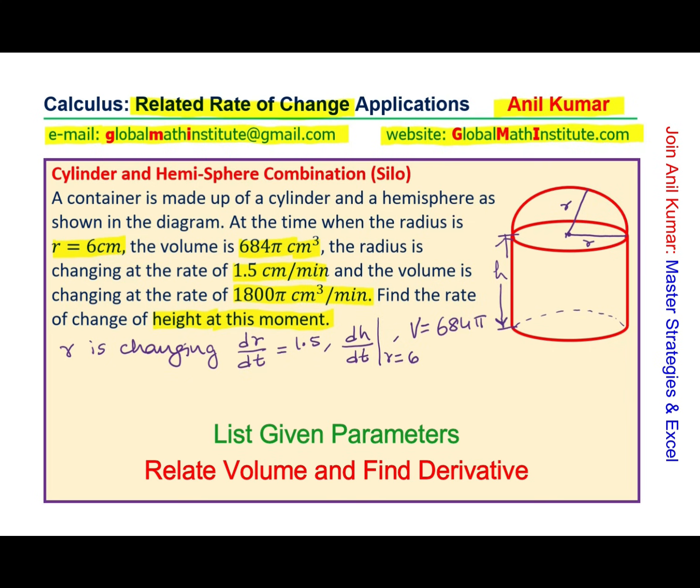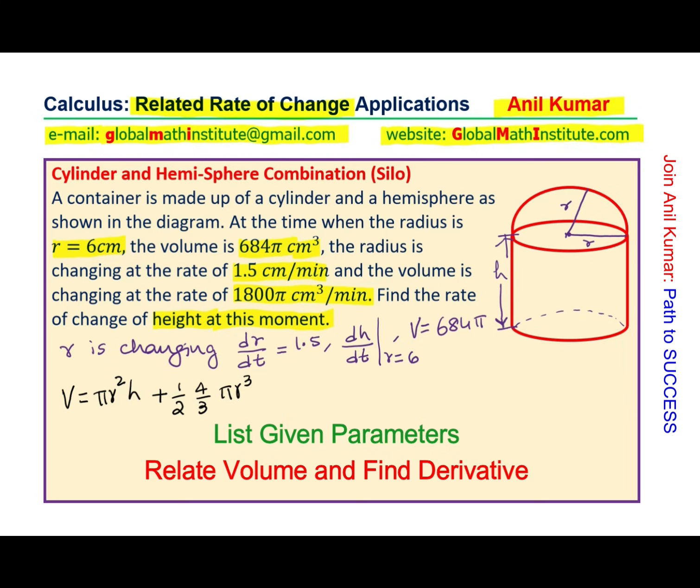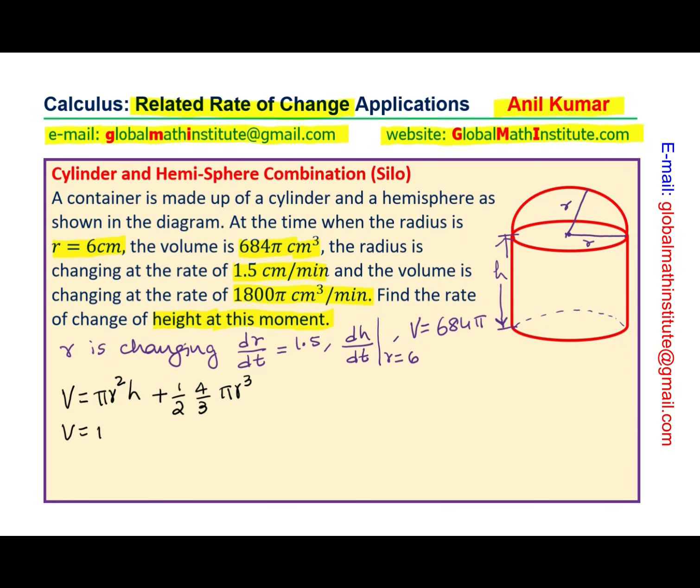centimeter cube, right? Okay, so now let's write down an expression for the volume of this silo. So volume is volume of the cylinder, which is pi r square h, plus volume of hemisphere. Hemi means half of sphere, which is 4 by 3 pi r cube. Correct. So we could write this as volume as pi r square h plus 2 by 3 pi r cube.